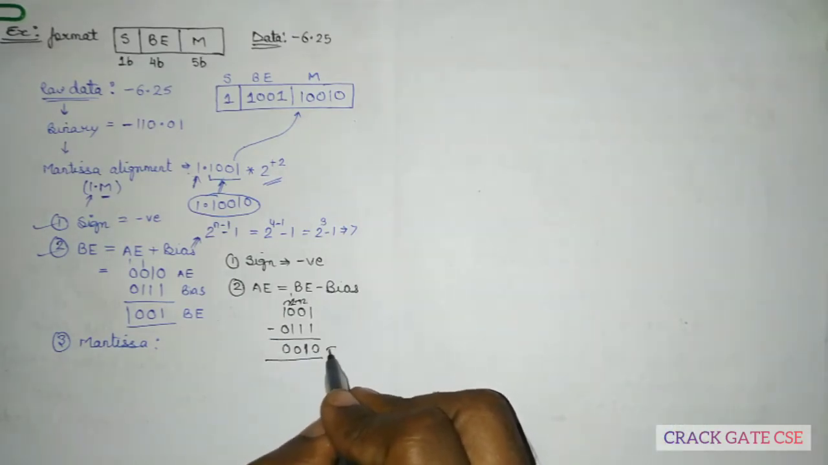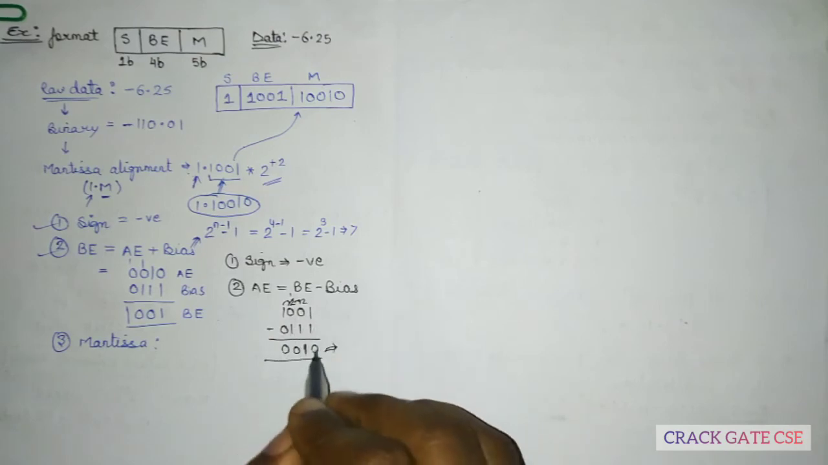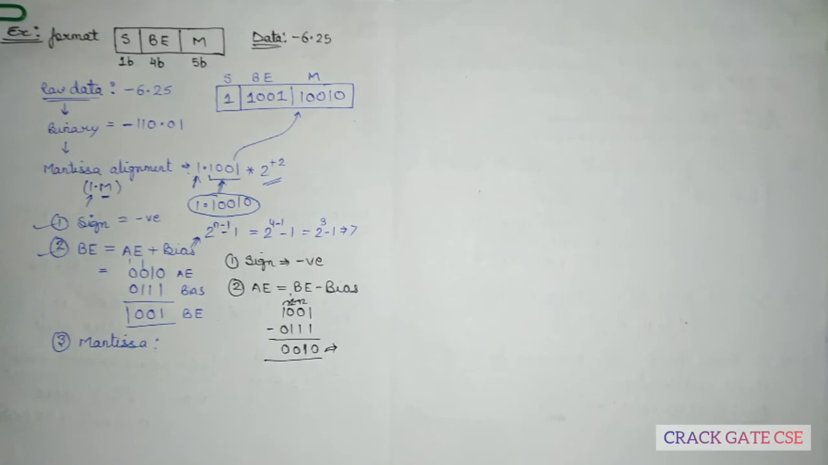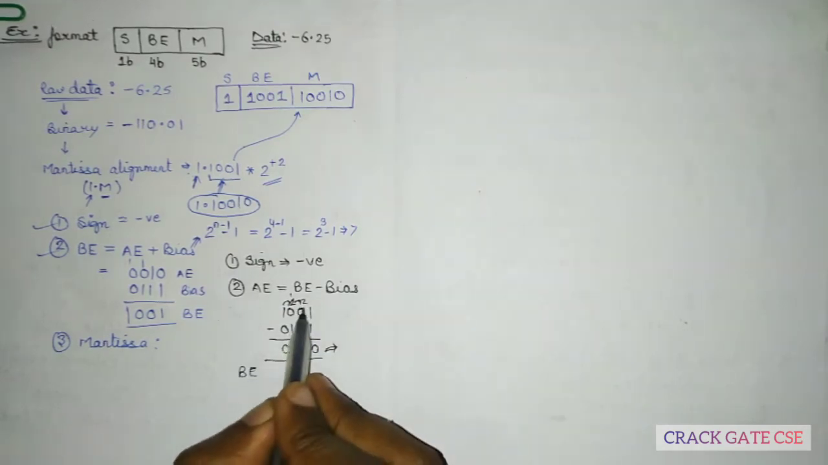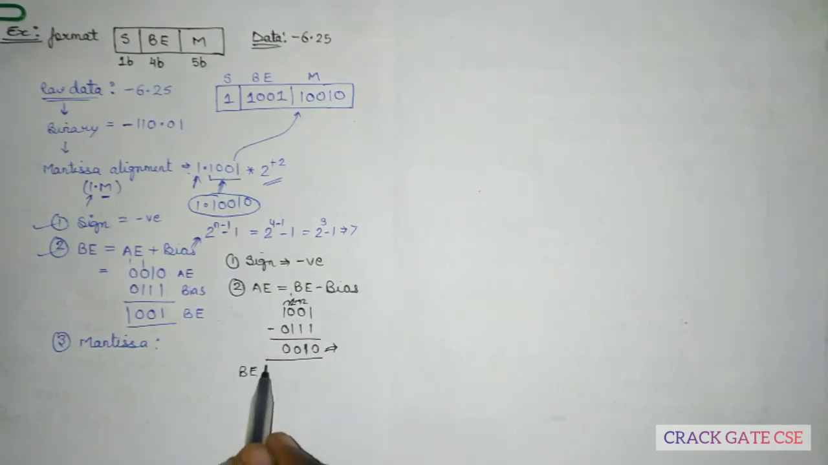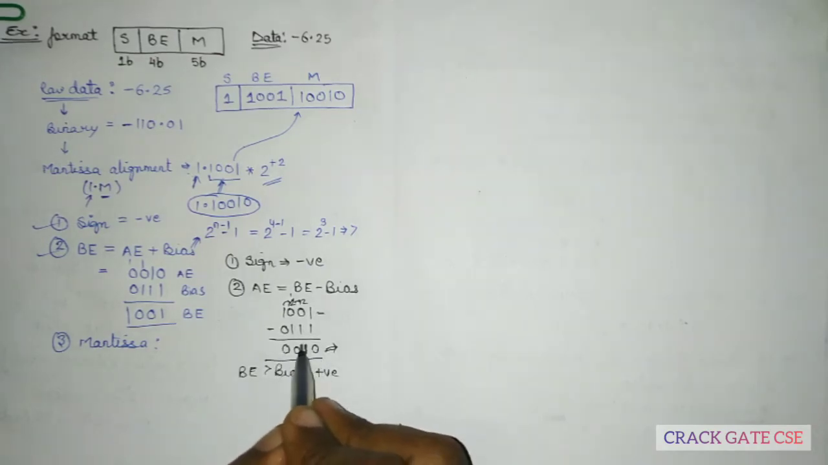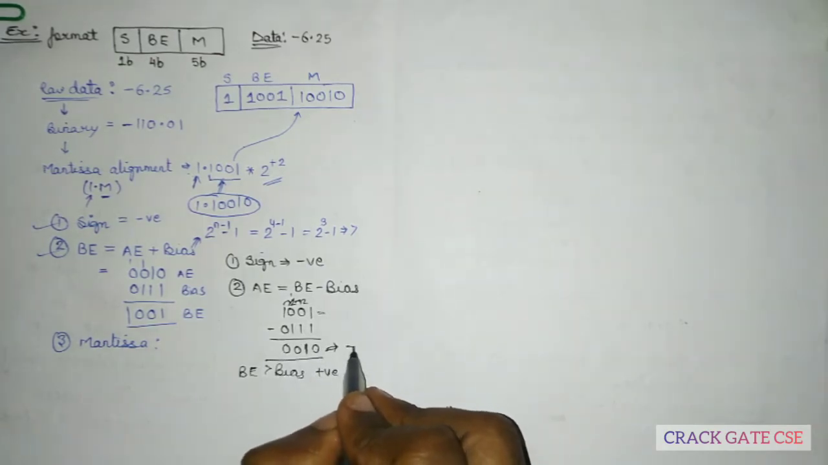So here we got the value for the actual exponent, but here we have to check the sign of the actual exponent. How can we check? We compare the bias value with the BE value. Here you can see that the BE, that is the biased exponent, is greater than bias. This value is greater than this value. That means the exponent is positive, so whatever value we are getting here is the right value. So this is plus 2.